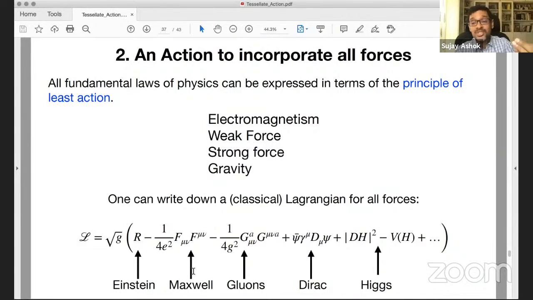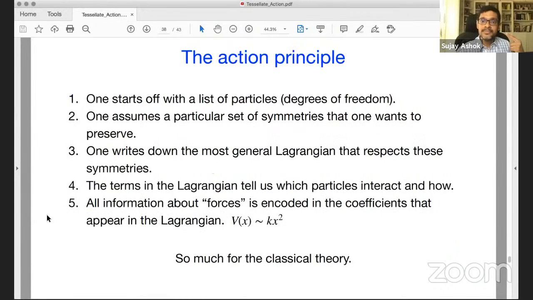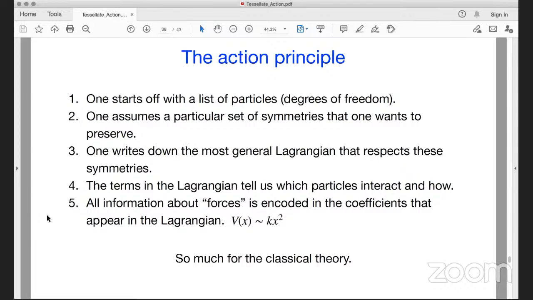Of course, the laws you derive from this will be the laws of Maxwell, and the laws of Newton, and the laws of Einstein, and so on. It doesn't really matter. But this is why I said that this is how theorists think about their theories. The theorists, they think of an action formulation. So let me give you a one-slide summary of what someone does with the action principle.